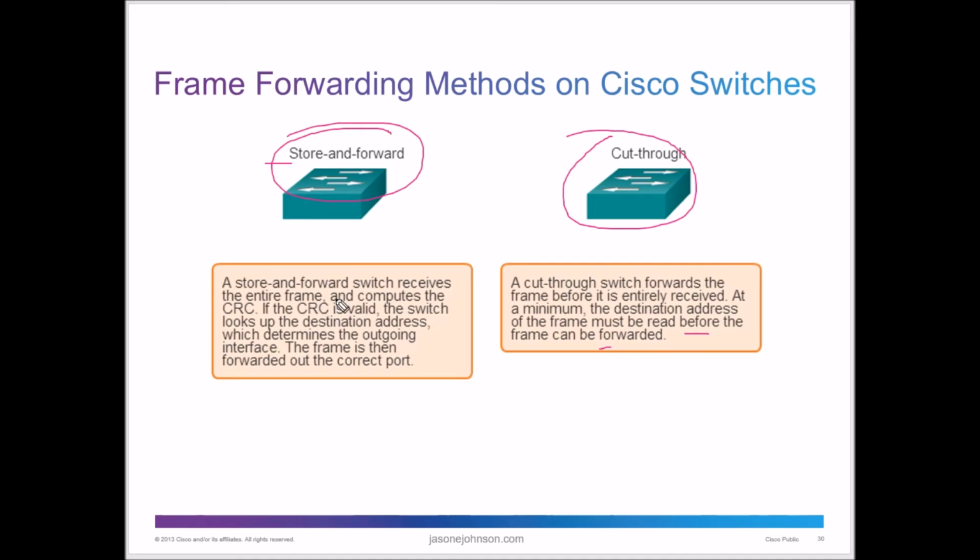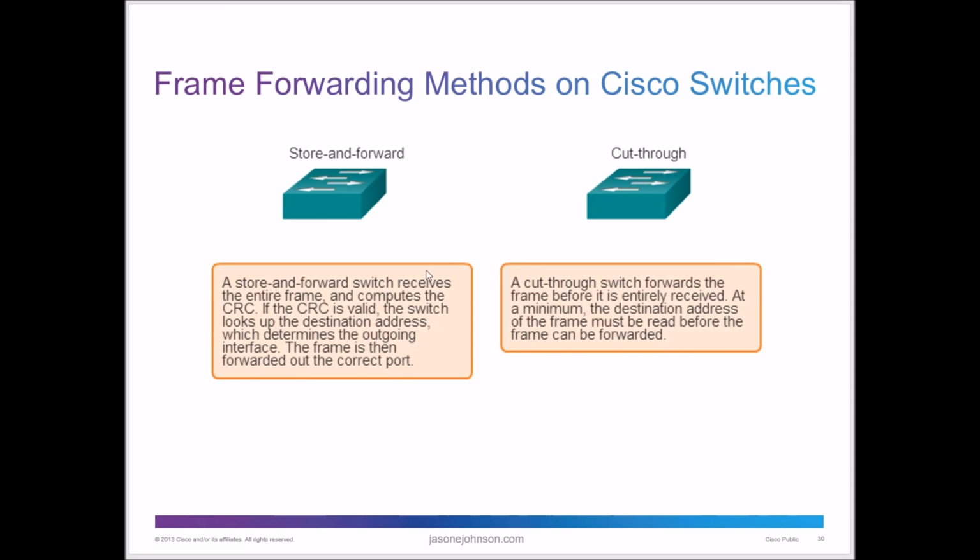But store and forward computes the whole frame, or reads the whole frame, and it looks at the CRC to make sure the frame got through. So this one, cut through, is just going to take it and send it on. Doesn't care if everything's there or not. It's the honey badger of the methods. It just sends it through. Store and forward is going to look at the whole frame to see, did it come through, all of it? Did it come through properly? And if it didn't, it's going to re-request it, or it's going to send a message back to say that it didn't go through. What the switch does is look up the destination address, which determines the outgoing interface. Then the frame is forwarded to the correct port.